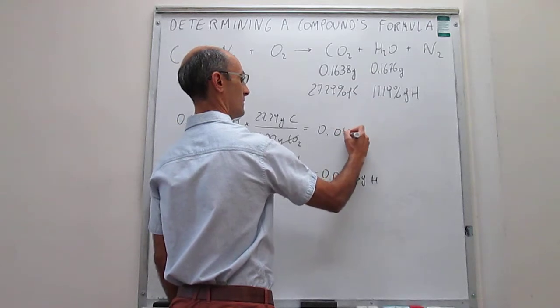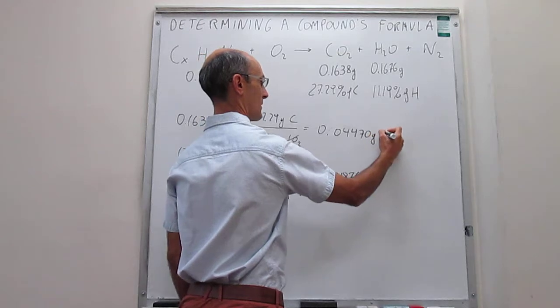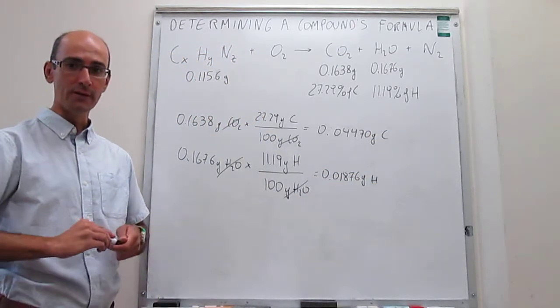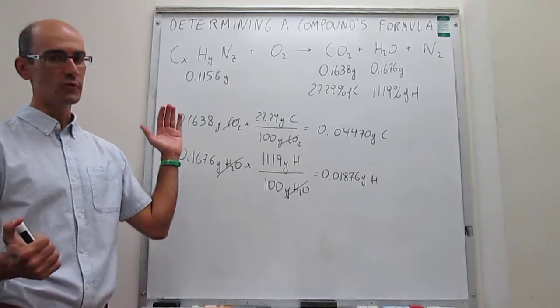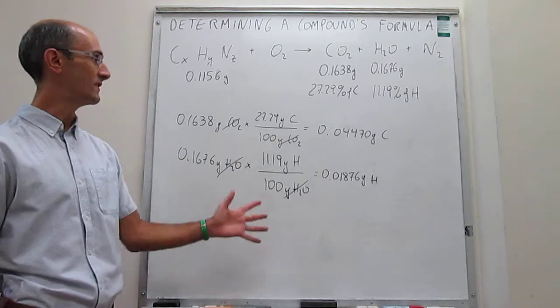0.0470 grams of carbon. Okay, so we have the second element. Now, for the third element, which is nitrogen, we could actually do exactly the same thing, but this is actually much easier than it seems, right?